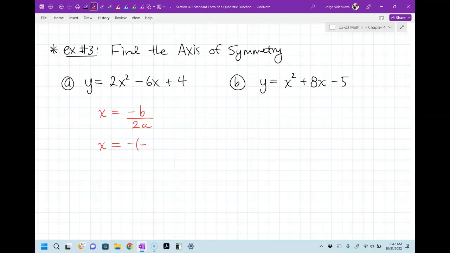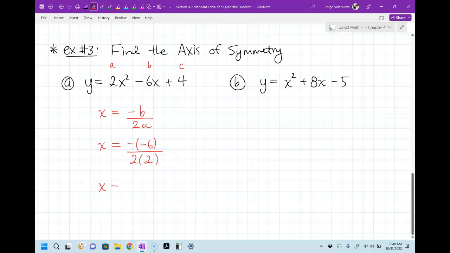Well, not negative 6x, but just negative 6, right? Don't use a letter, but use a number. Divided by 2 times, what's a? 2, right? Yeah, it's 2. Remember, this is your a, your b, and your c. So now all you've got to do is work that out.